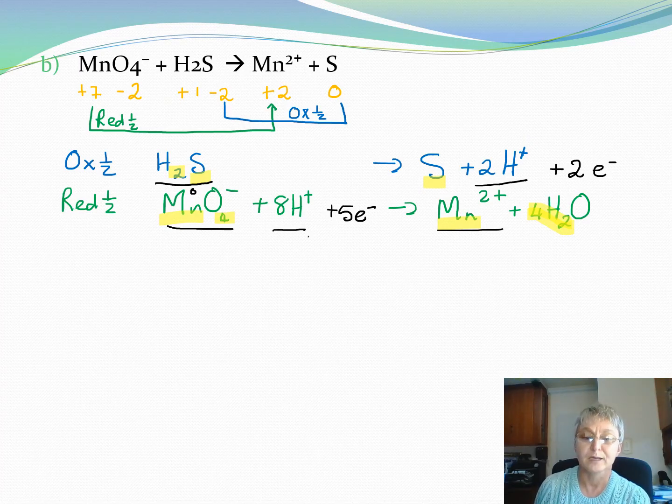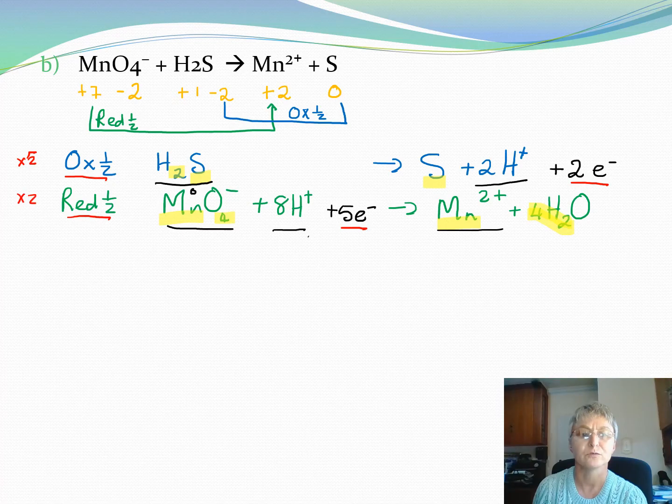Next is to balance the number of electrons that are given off. During oxidation, you've got 2 electrons given off. During reduction, you've got 5 electrons taken in. The lowest common multiple is 10. So this oxidation half reaction we need to multiply by 5, and the reduction half reaction we need to multiply by 2.